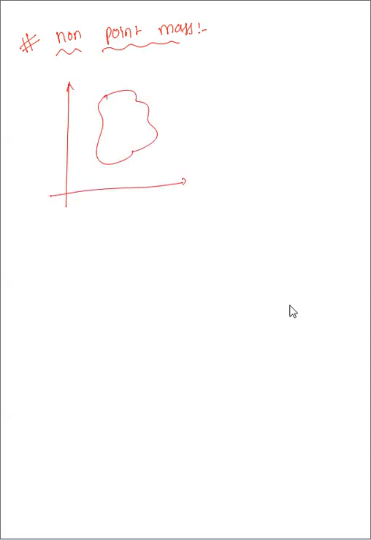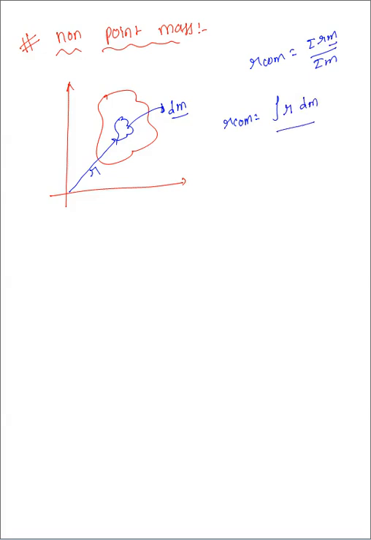Earlier, for all particles we had RCOM written as sigma RM divided by sigma M. But this is a non-point mass, so you have to take one small part, one strip. What is the distance from there to the origin that you need to calculate? The small strip mass is dm. Then we calculate RCM by integrating. In place of summation we get integration: RCM equals integral of R dm divided by integral of dm. This is the main standard formula which you have to remember.